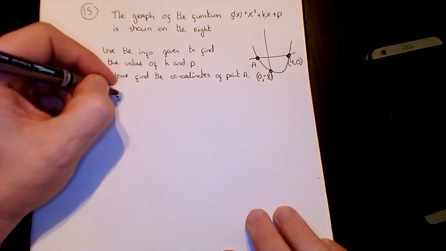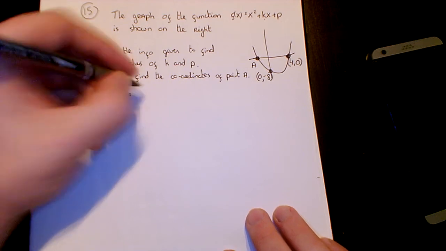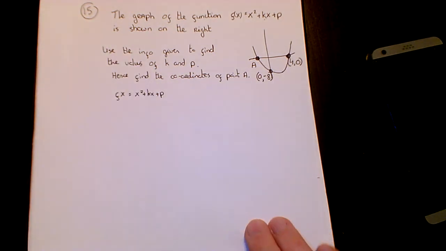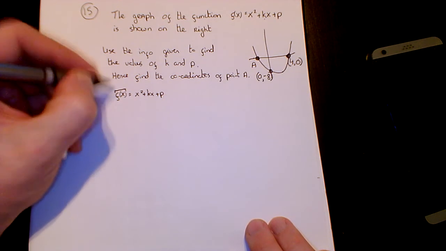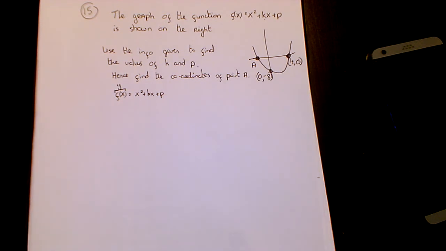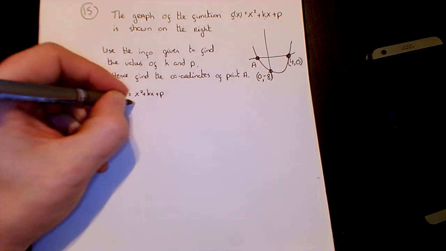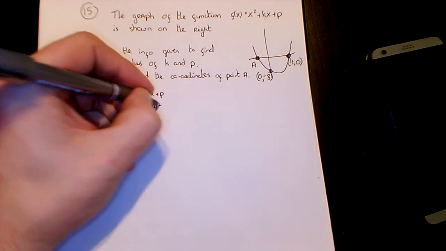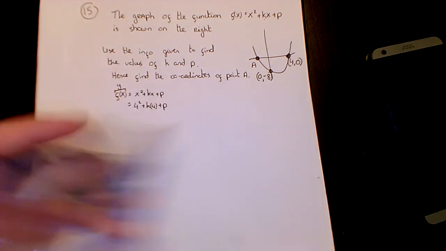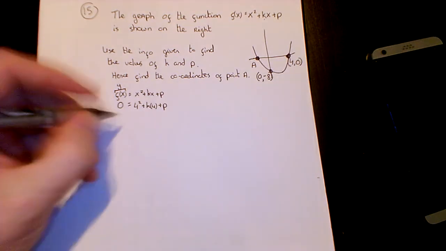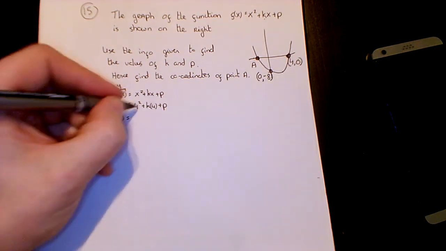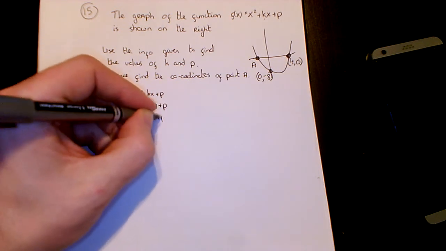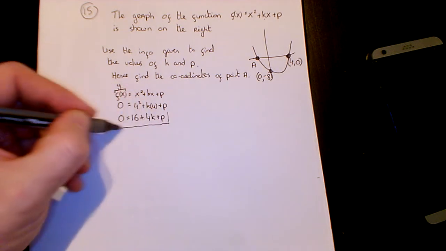So f of x equals x squared plus kx plus p. And again, remember, f of x is just another name for y, and it's probably easier in this situation to call it y. So if I put in 4 for x, 4 squared plus k times 4 plus p, that should spit me out 0. So we can work it out with a bit of algebra: 0 equals 16 plus 4k plus p. Okay, so that's one equation done.